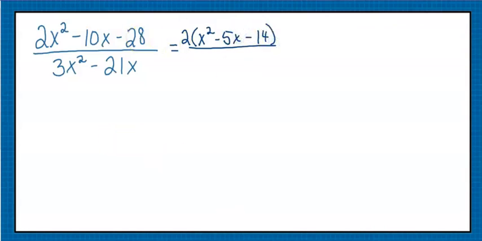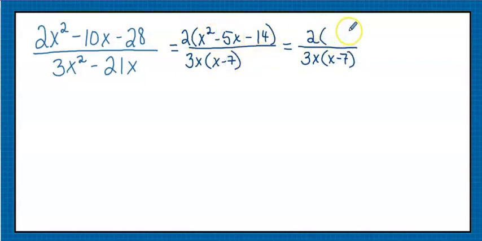And in the denominator, I can divide both of these terms by 3x. So I'm going to take out a 3x. That will leave x minus 7 in parentheses. I'm not finished factoring yet. I still have to factor this trinomial up here. So everything else, I'm just going to bring it over. Can't factor anything else in my denominator. So let's factor this trinomial. That's going to be x minus 7, x plus 2.